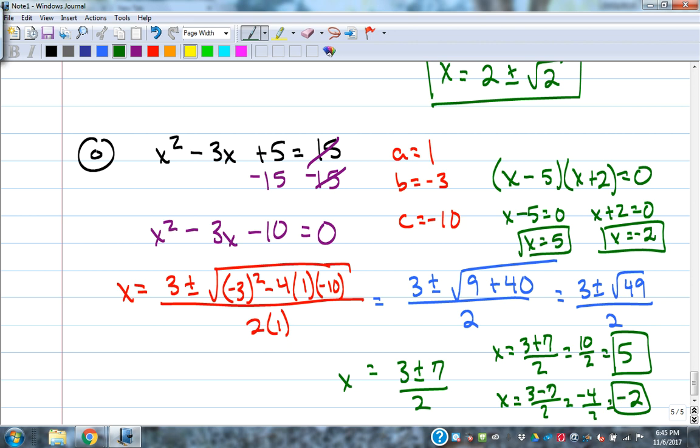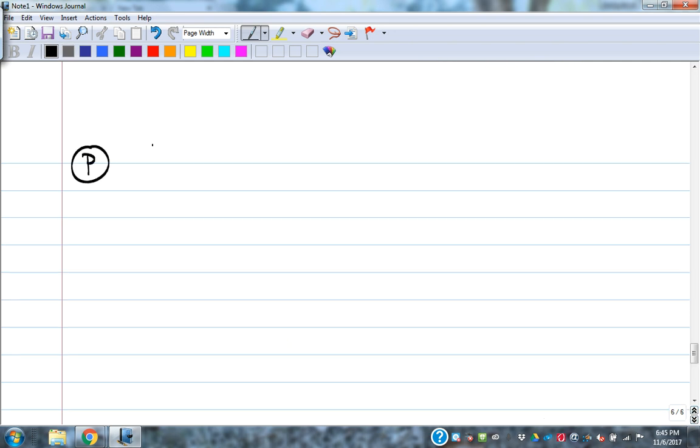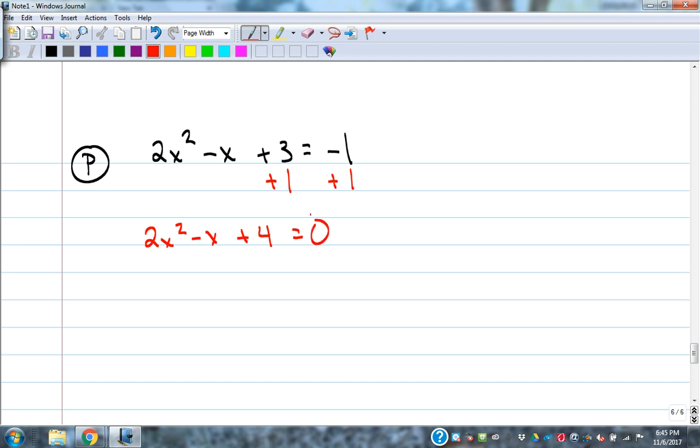Okay. All right. Let's look at this one. 2x squared minus x plus 3 equals -1. Throw a negative in there. Make it fun. What do we do first? Get it equal to 0, so we're going to add 1. So it's 2x squared minus x plus 4 equals 0.